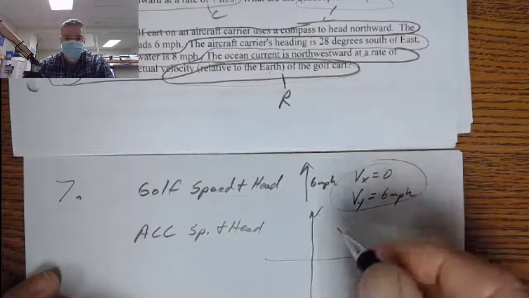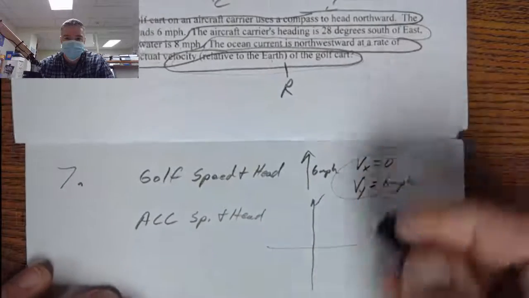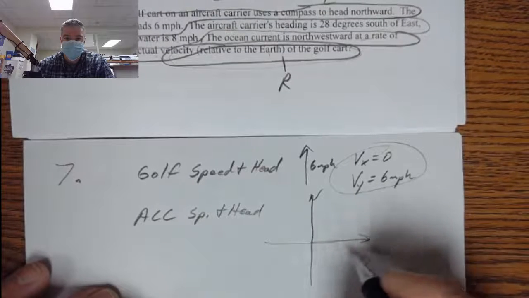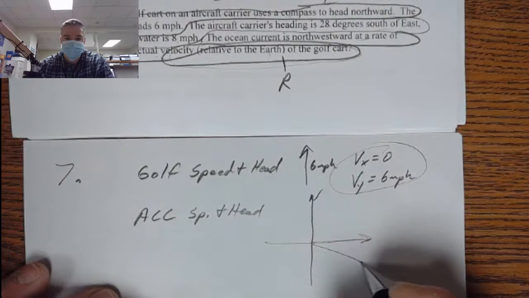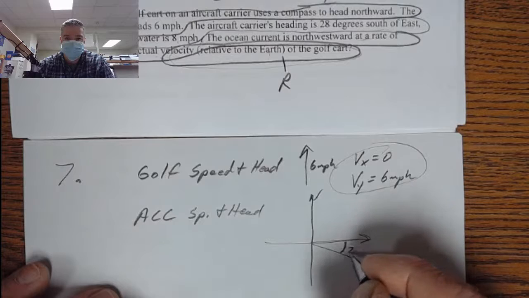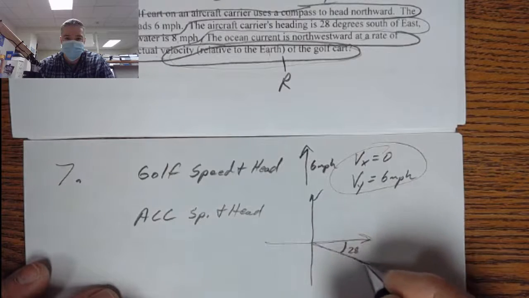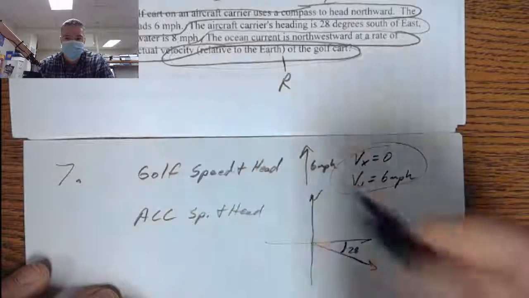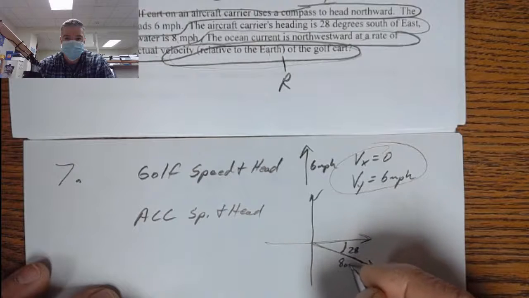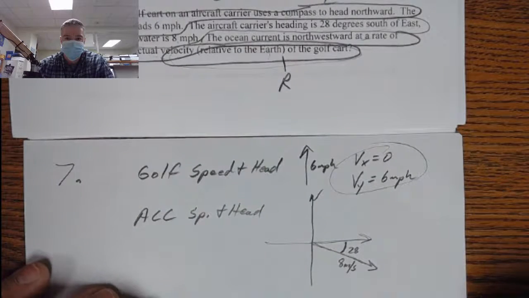This is north. South of east. East would be this way. South of east would be like this. So we're talking about a 28-degree angle. It's going in this direction, and its speed in still water is 8 meters per second.